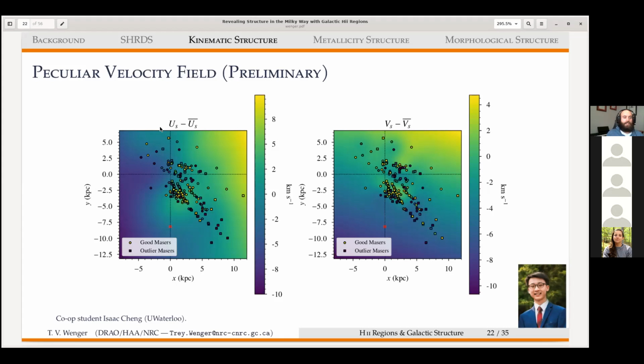The right panel here is the same, but it's for the circular component of the peculiar velocity field. And so you can see there's quite a bit of structure here. I think the scatter in the maser points exceeds what we're kind of seeing in the map, but maybe the map is giving us a good average.